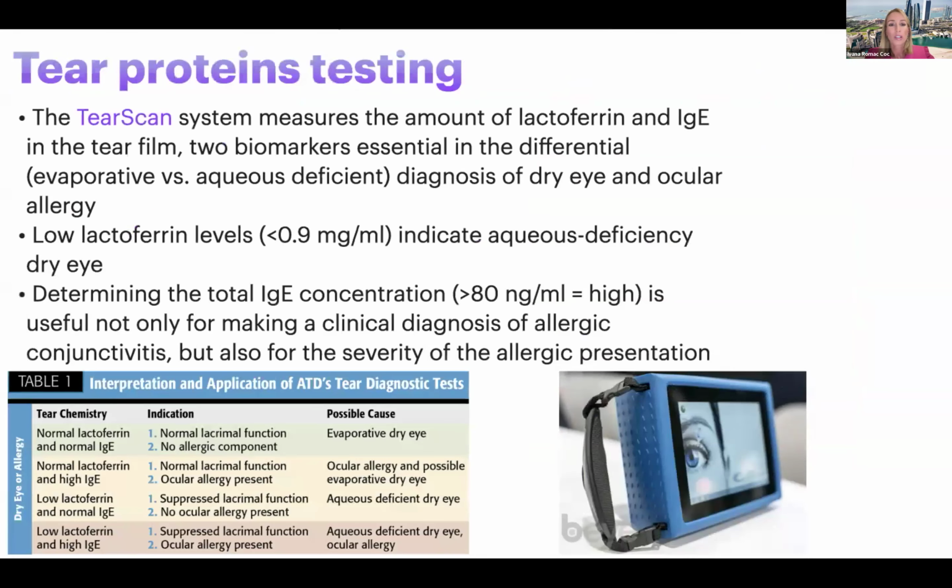We can do tear protein testing as well. There is a TearScan device which measures the amount of lactoferrin and IgE in the tear film. These biomarkers are important in differential diagnosis of dry eye disease and the ocular allergies. So if we get a low lactoferrin level, this indicates that the patient has aqueous deficient dry eye disease, and the high IgE, of course, is a sign of ocular allergy. But it doesn't only confirm diagnosis, it can tell us how severe the disease is.